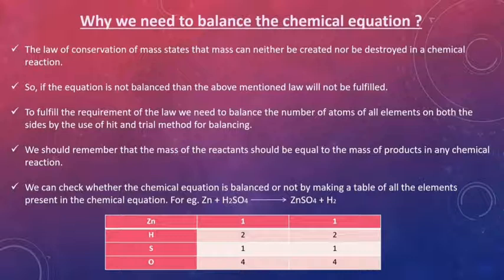We can check whether the chemical equation is balanced or not by making a table of all the elements present in the chemical equation. For example, Zn plus H2SO4 gives us ZnSO4 plus H2. In this reaction, all the elements that are present are written on one of the rows of the table, that is zinc, hydrogen, sulfur and oxygen, and beside it we have written the number of atoms that are present of the elements on the left hand side and the right hand side. Here we can see that the number of atoms on left hand side and right hand side are both equal. So this is a balanced equation.